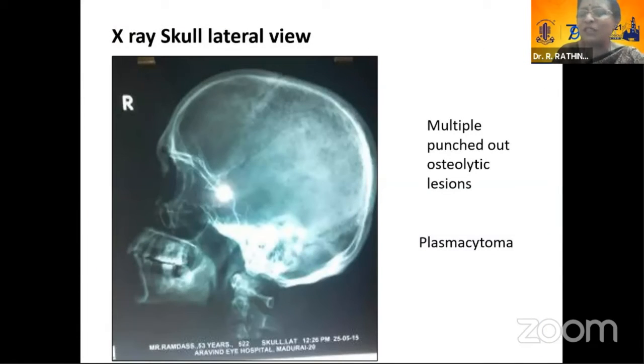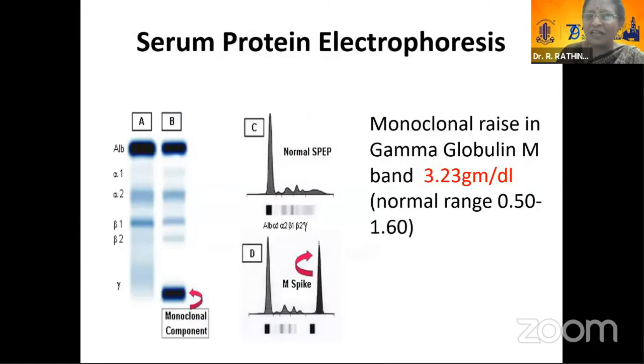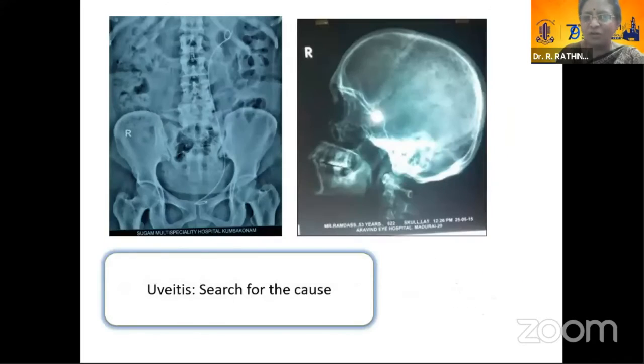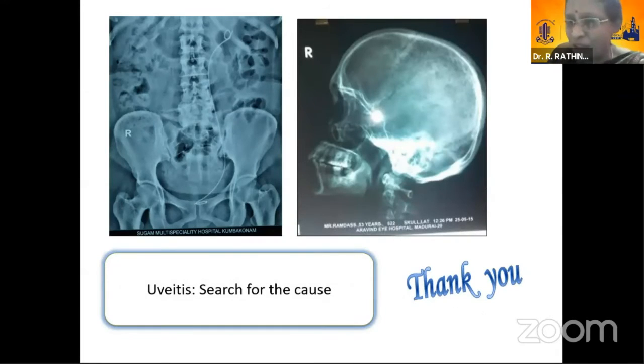It had multiple punched out osteolytic lesions, which was plasmacytoma. And we did serum electrophoresis, which confirmed the plasma cell tumor. And further, we did bone marrow biopsy and confirmed the plasma cell tumor, which was presenting like VKH. We thought autoimmune disease, but it was not autoimmune disease.